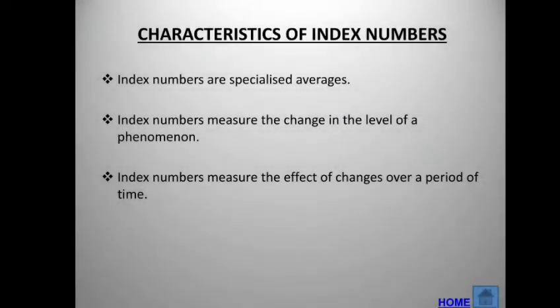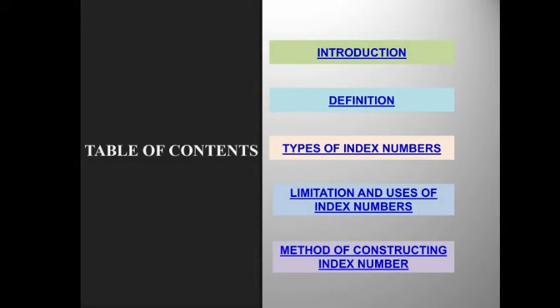Characteristics of index numbers. Index numbers are specialized averages. Index numbers measure the change in the level of a phenomenon. Index numbers measure the effect of change over a period of time. So let's jump right into the definition.